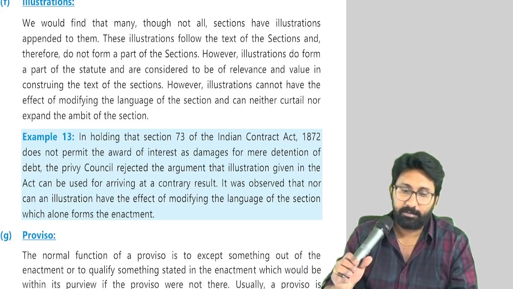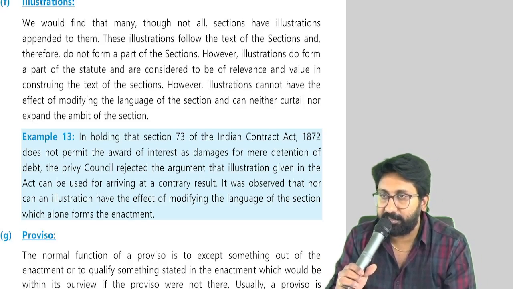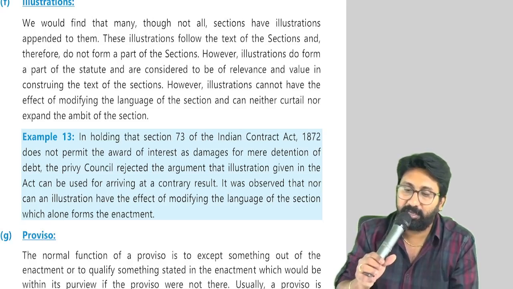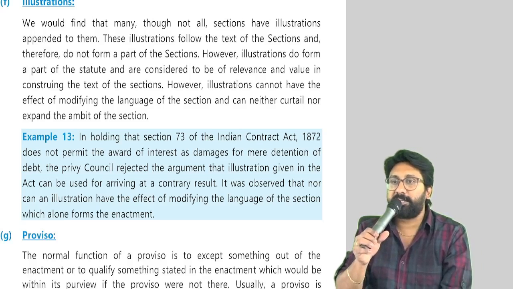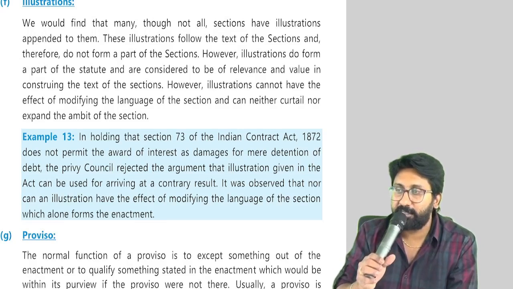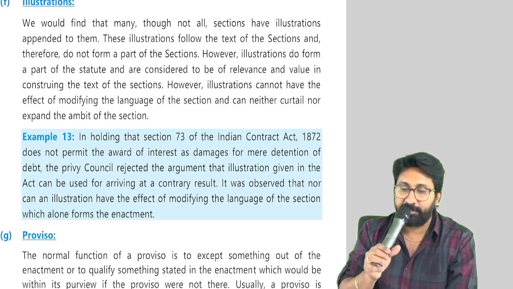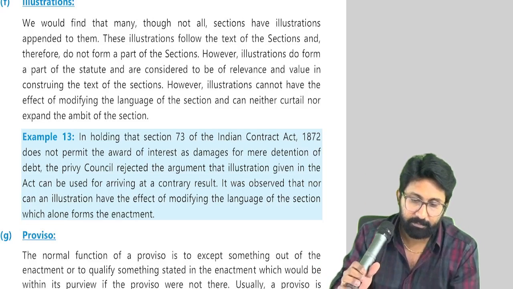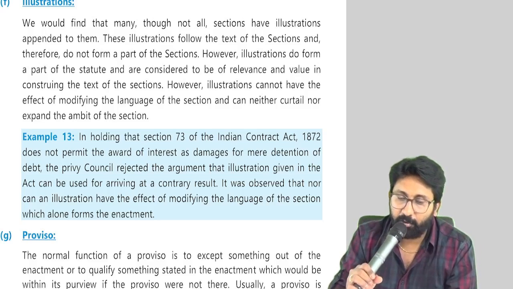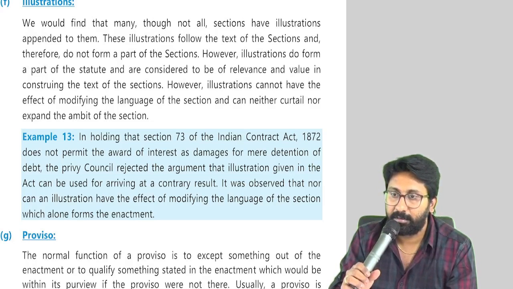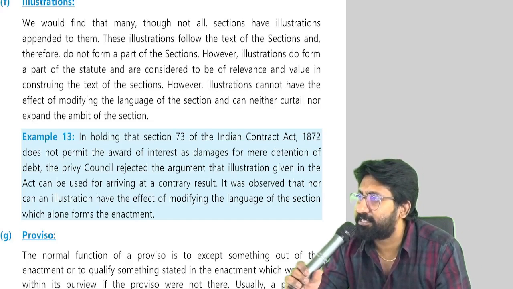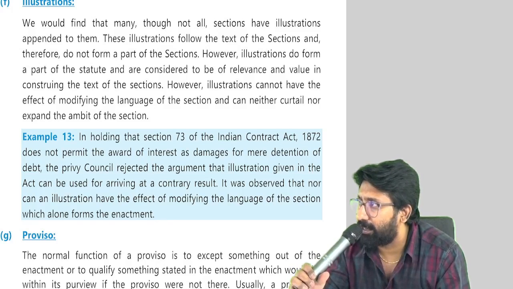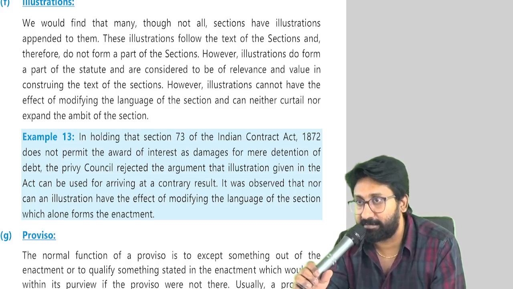Second point. These illustrations follow the text of the sections, but they do not form part of the section. First tell me, illustration is a part of the act or not? Illustration is a part of the act or not? Yes, but it is not the part of the section.